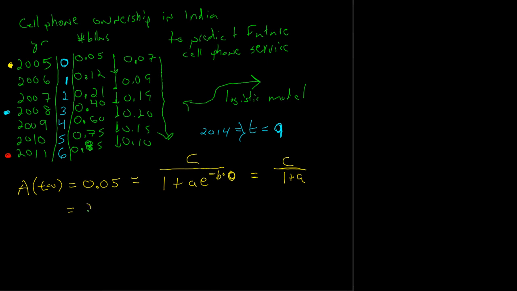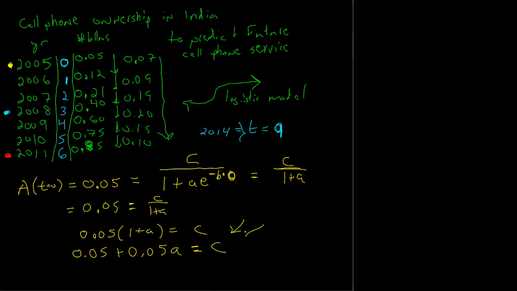So I can rewrite this equation as 0.05 equals C over 1 plus A. In fact, I'm going to cross multiply. I'm going to multiply the denominator here by this, so I get 0.05 times 1 plus A equals C. And I'll distribute this across: 0.05 plus 0.05A is equal to C. And so now, if I find A, I will know C.